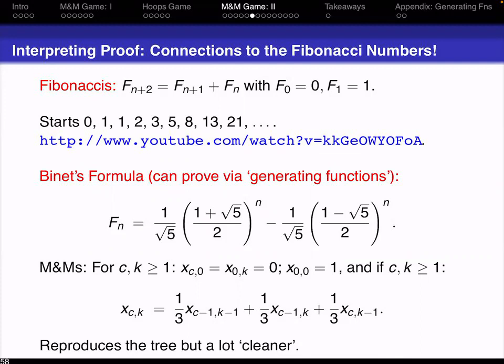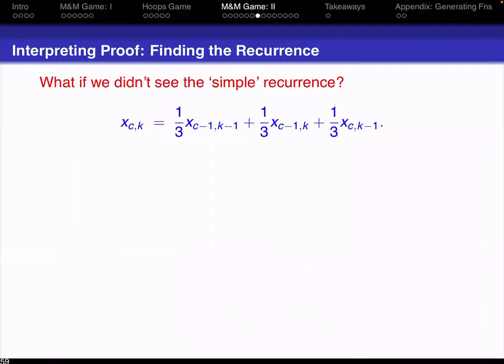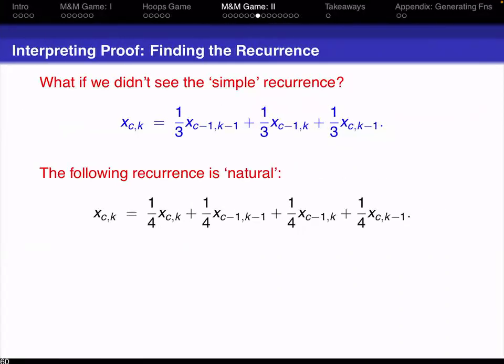So I have a two-dimensional recurrence relation. There are ways to solve two-dimensional recurrence relations, but again, we can just do it by brute force. So notice I said that there was the simple recurrence relation. We noticed that there was a memoryless process, and that led us to this. What if we weren't clever enough to see that there was a memoryless process? Well, we would have then written down a little bit longer because there would have been 4 possibilities. And so instead of 1/3, we would have 1/4. So we'd have this extra term 1/4 X_CK.